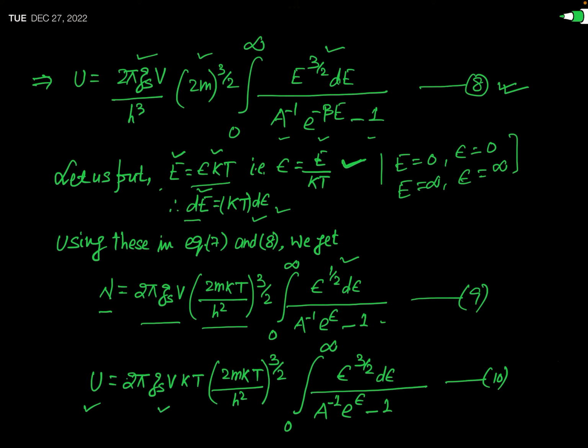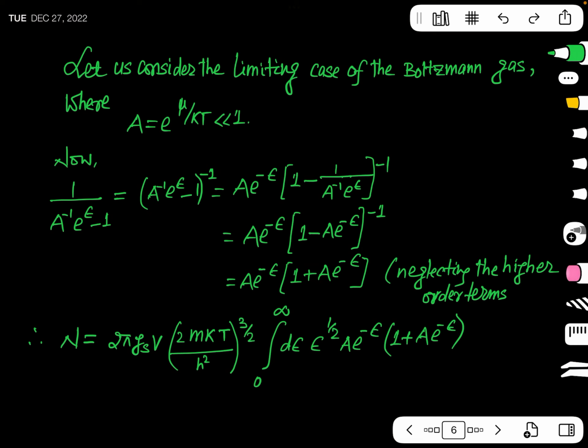2 pi GS V into kT times (2m kT over h square) to the power 3 by 2, and integral 0 to infinity epsilon to the power 3 by 2 d epsilon divided by a to the power minus 1 e to the power epsilon minus 1. Okay. So I think you have definitely understood what the calculation is. Actually, all these things you have learned earlier too.